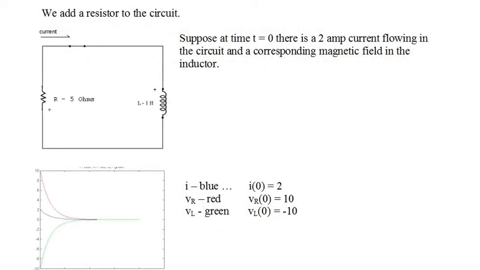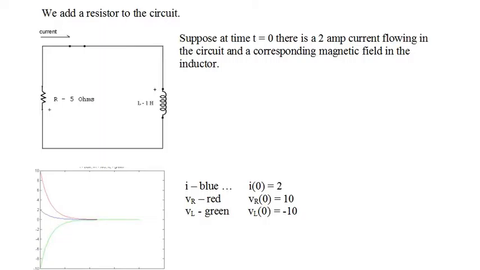What happens when we add a resistor? Now the inductor sees a negative voltage created by the voltage drop across the resistor, and this negative voltage causes the magnetic field in the inductor to slowly collapse. The graph shows the result. With the initial current set to 2 amps, and with the current graphed in blue, we see from the graph that it slowly decreases to 0.